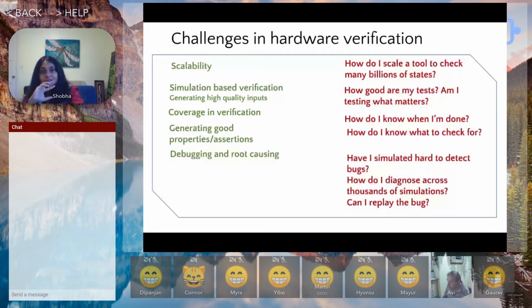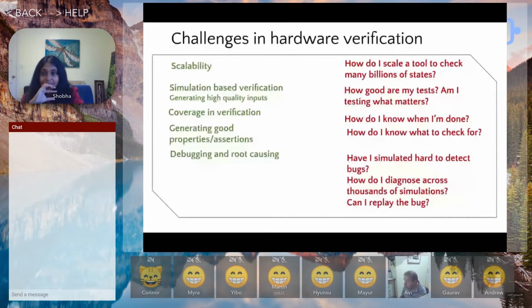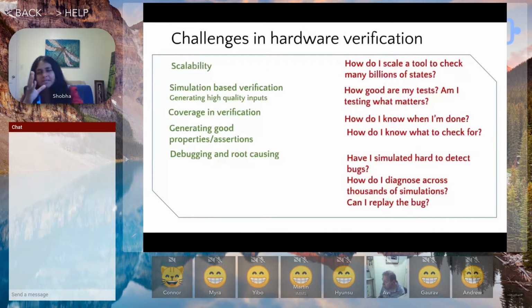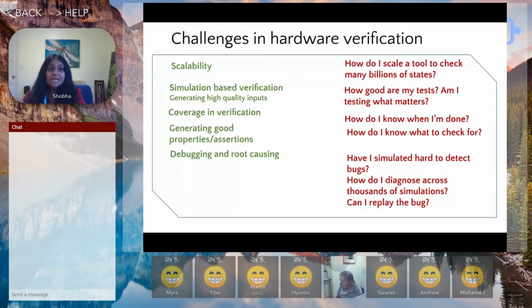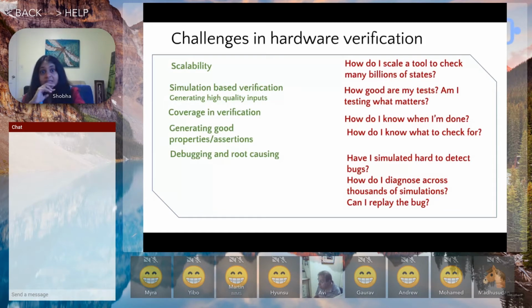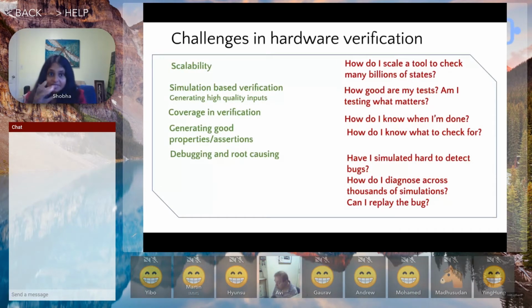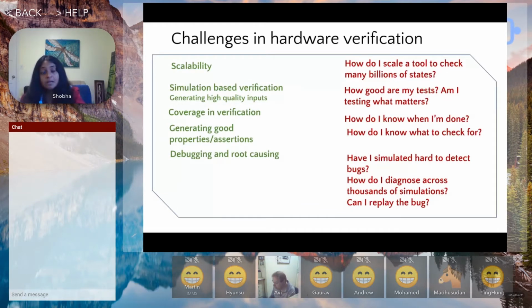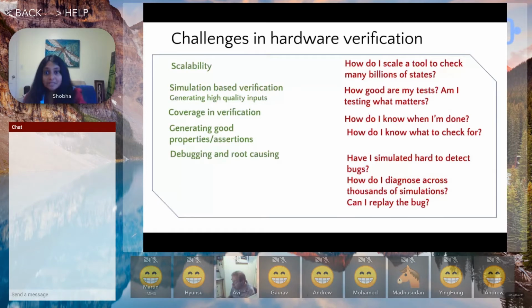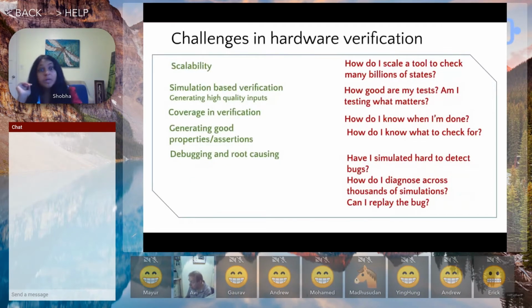The first challenge is, how do I scale a tool to check many billions of states? The second challenge is, given that I cannot scale a tool to check many billions of states, how good are the tests that I'm writing to check some part of the state? Am I testing what matters? So given that all of this now becomes about best effort, the next question is, how much am I covering? How do I know when I'm done?